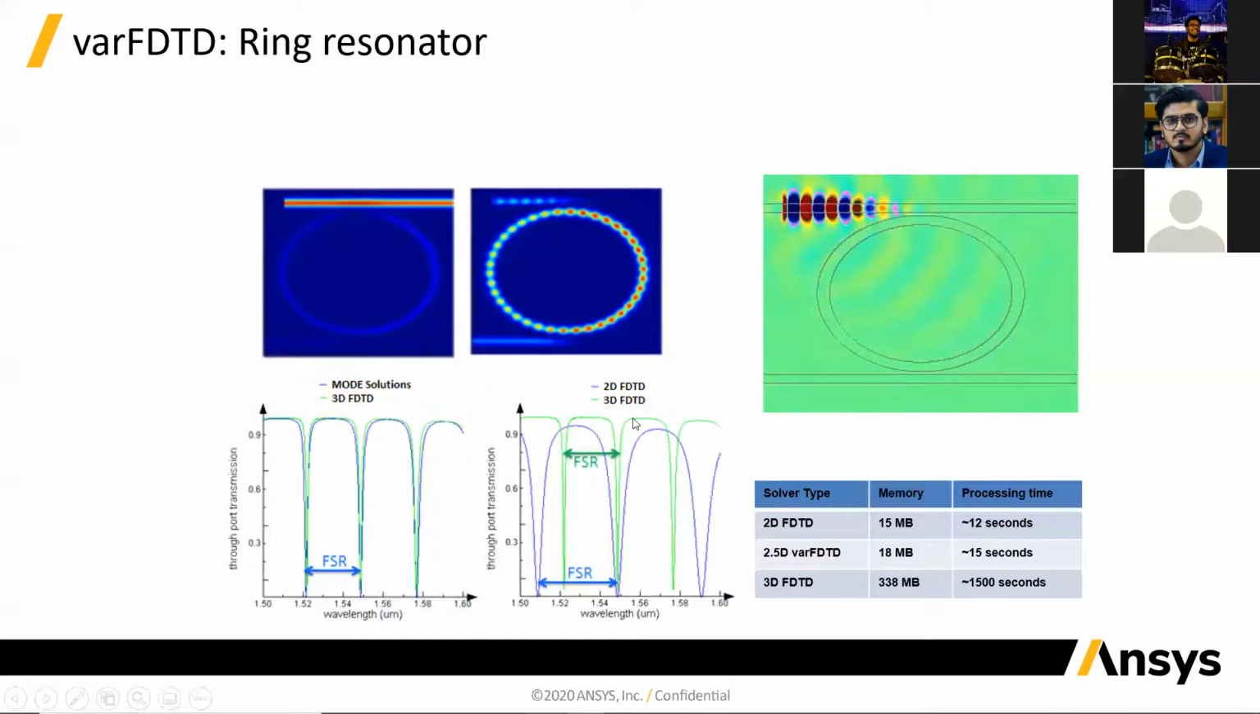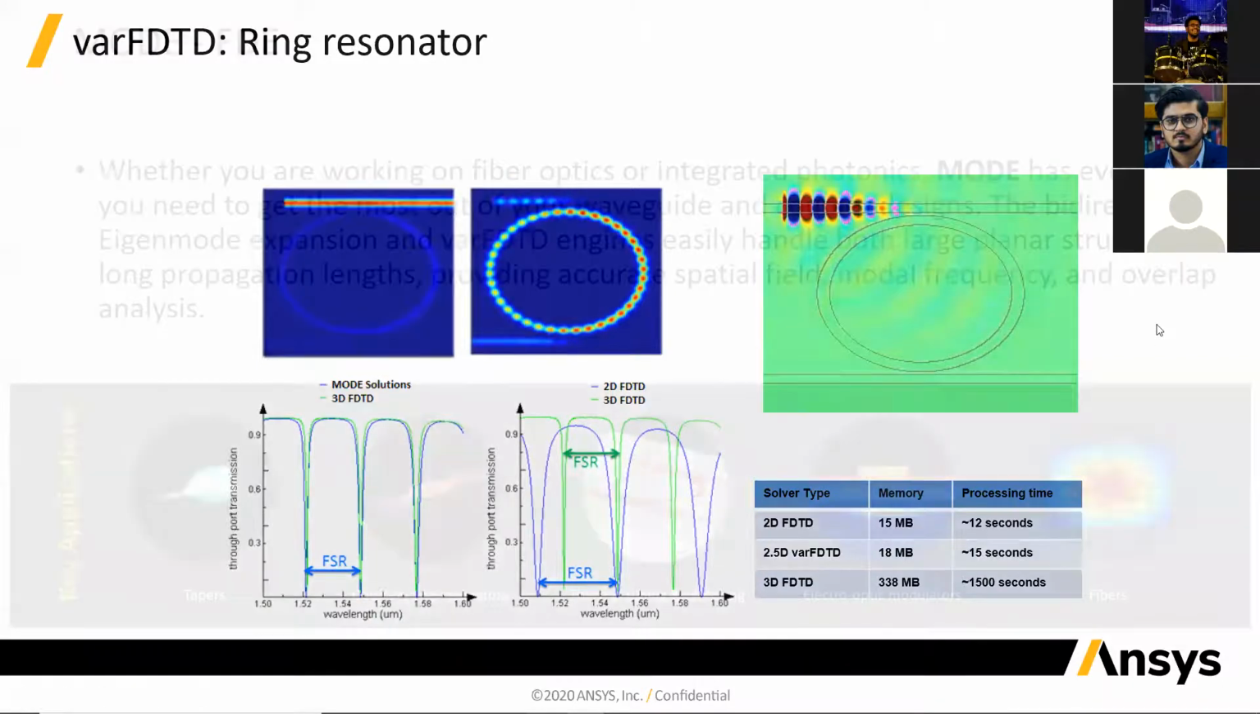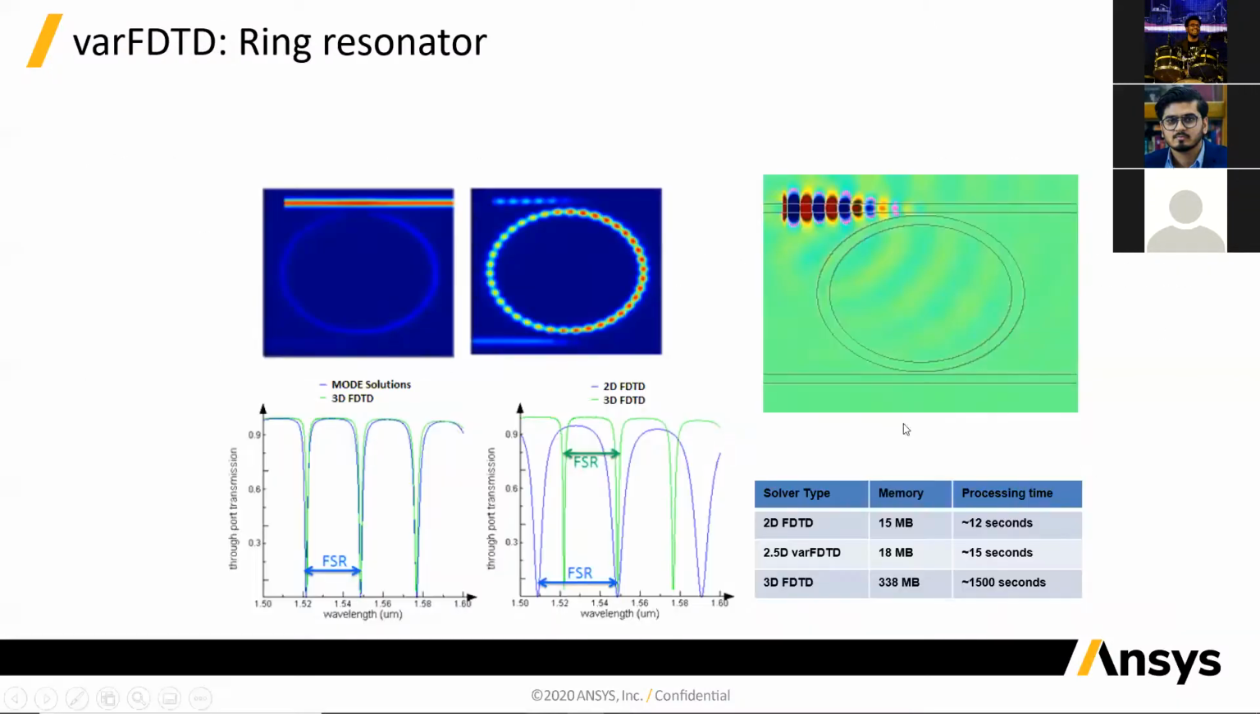So this is an example of a ring resonator. We just saw a video of that, I believe, a while ago. I'll just play it again. It's really nice to see. So this is a good example of where you can do a varFDTD simulation.